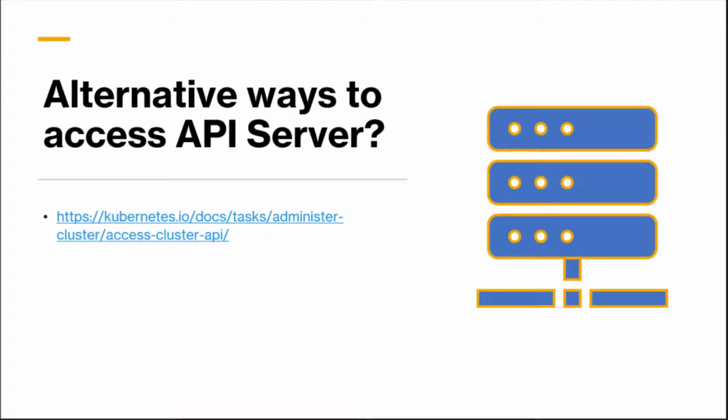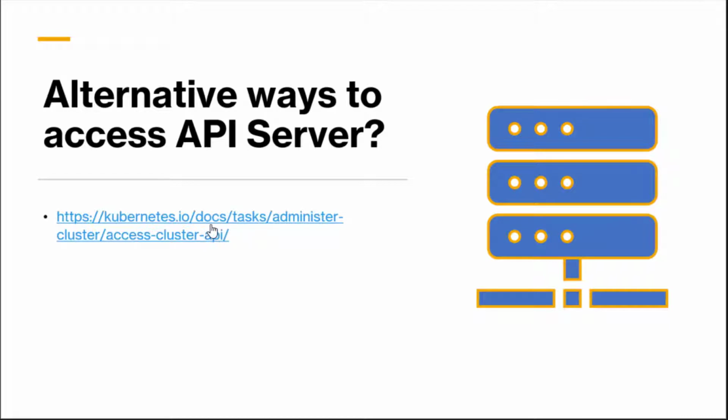Let's start by analyzing what are the alternative ways of accessing the API server. Do we only have to access the API server using kubectl command, or can we access the API server using curl, because that's the REST API, right? And a REST API can be called using curl, Postman, or a Go client, or Java, or Python, or any language, right? So let's see if that's possible or not.